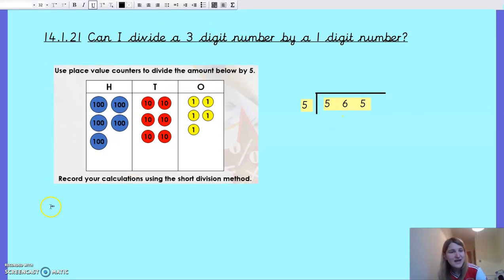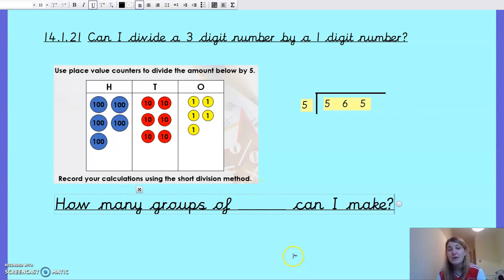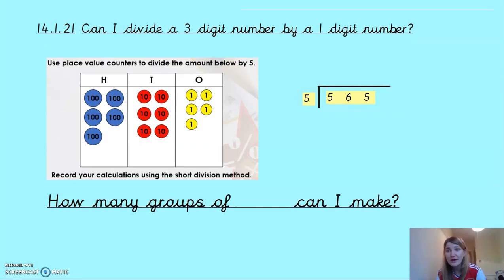The sentence stem I want you guys to remember today is, and I like to sing it, how many groups of can I make? Okay, now this is whatever I'm dividing by. So in this question, I'm dividing by 5. Therefore, my question is, how many groups of 5 can I make? All right, perhaps you can chant that back at me.